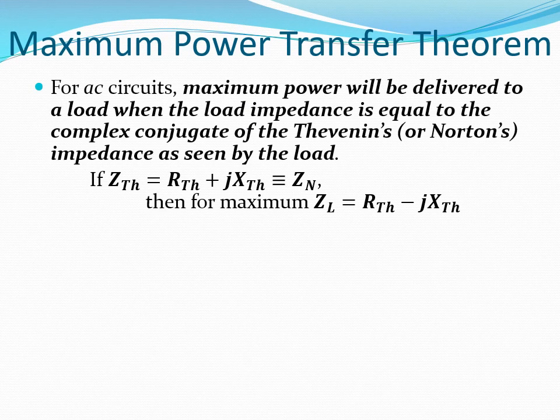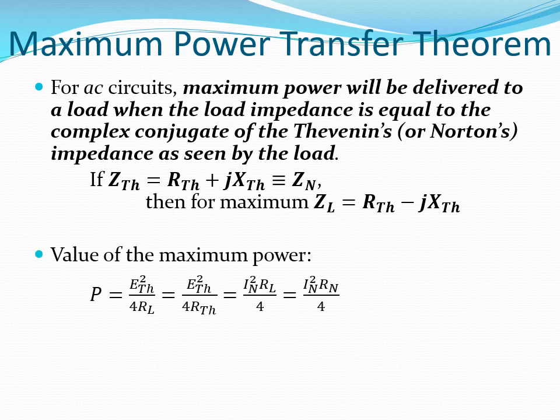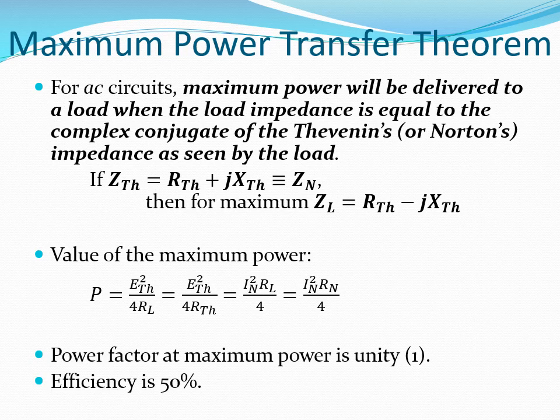For AC networks, the maximum power is delivered to a load when the load impedance is equal to the complex conjugate of the Thevenin's impedance as seen by the load. Alternatively, it is delivered when the load impedance is equal to the complex conjugate of the Norton's impedance as seen by the load. If the Thevenin's impedance or the Norton's impedance is expressed as RTH plus JXTH, then the load impedance at maximum power conditions is given by RTH minus JXTH. The value of the power at maximum power conditions is equal to ETH squared over 4RTH, which is equivalent to IN squared RN over 4. The power factor at maximum power condition is unity and the efficiency is 50%.